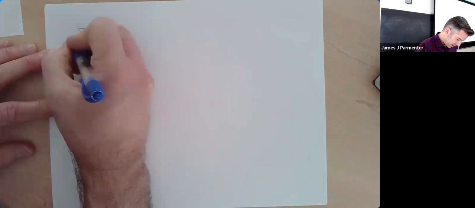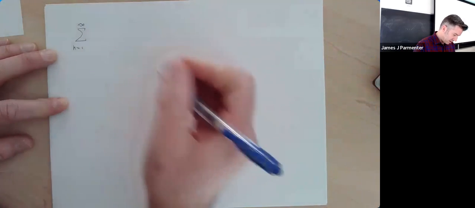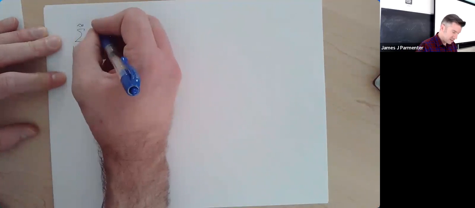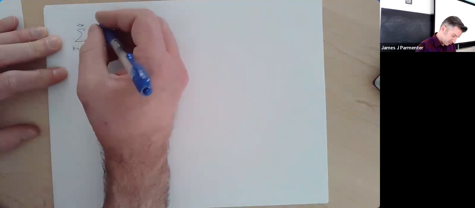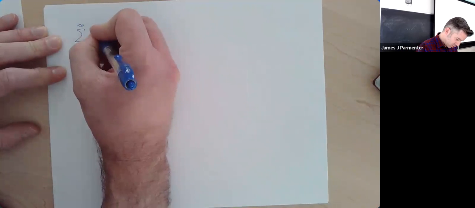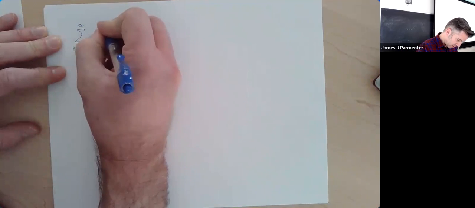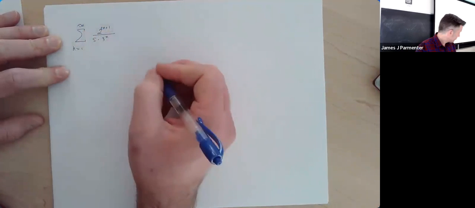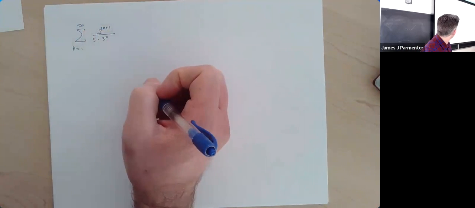Let's look at a similar problem. Let's say I had a sum from n equals 1 to infinity of 2 to the 2n plus 1 over 5 times 3 to the n. I like that. It's good.